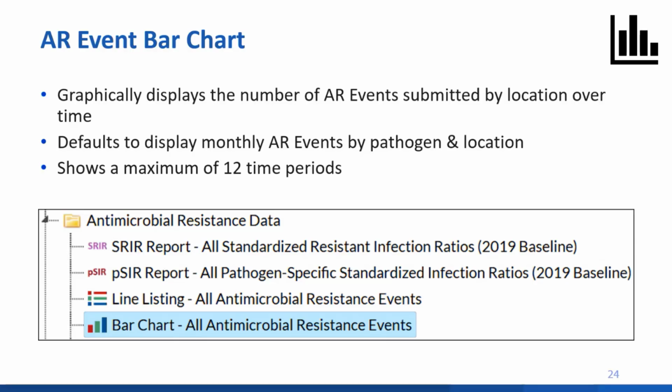Okay, now let's pivot to talk about the AR event bar chart. The bar chart graphically displays the number of AR events submitted by location over time. It defaults to display monthly AR events by pathogen and location and will show a maximum of 12 time periods, such as 12 months. If I wanted to see the number of AR events reported over time, this might be a good chart to run. It could show you the types of AR events being submitted within a given location.